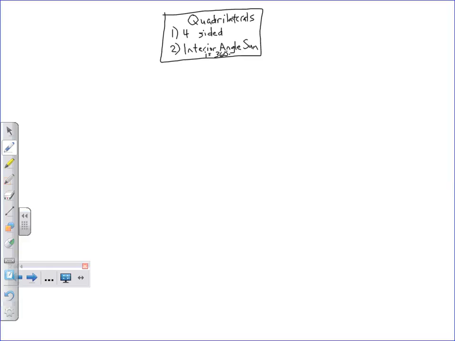From there, it can branch off according to how many sides are parallel. Again, remember the two vertical bars right by each other mean parallel. So 2 pairs of parallel, or 0 pairs of parallel sides. The only special one that I have for you guys is what we call a kite.